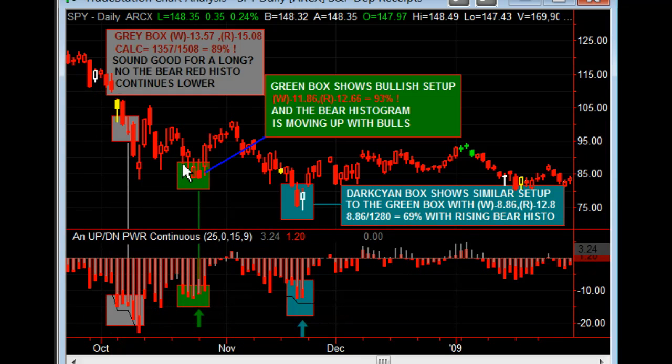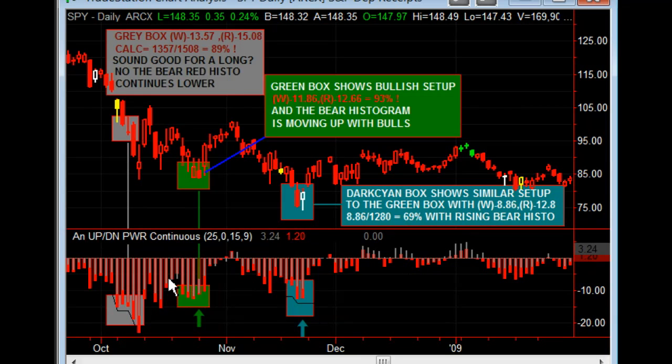Here we can see that with our green and our dark cyan, we have setups where we've dipped down, and I've done the calculations for you based on what the white reading was, the red reading, and we ended up with a 69% ratio, bulls to bears. The difference between these two colored bars and this one right here is the relationship of the bears. You can see the histogram declining right here, and for the first time it turns to the upside. That is your first buy signal from there.